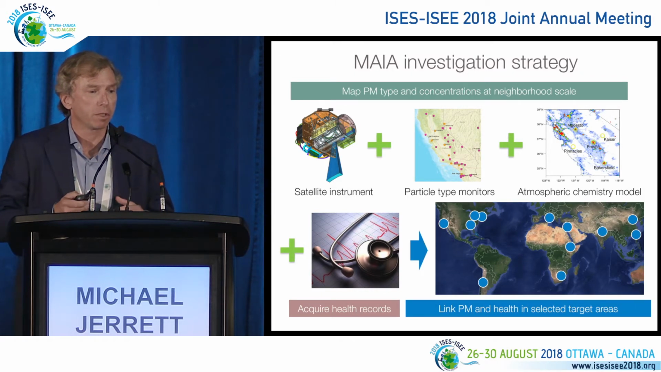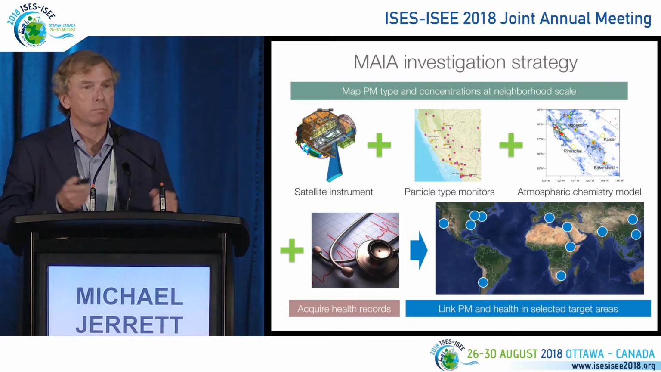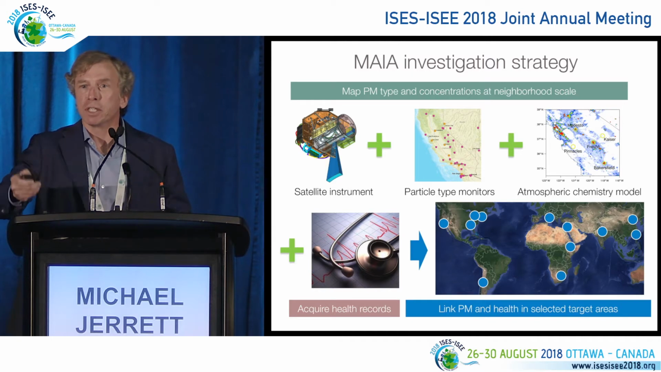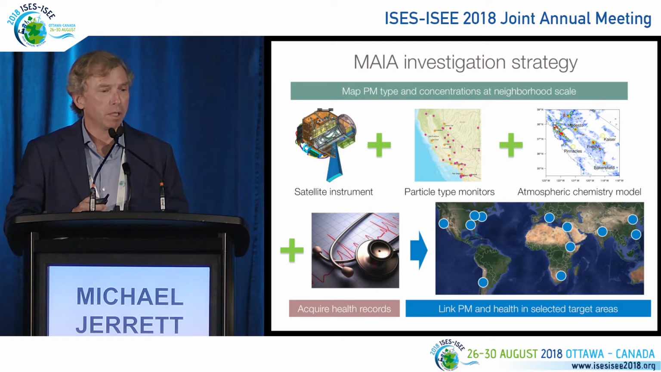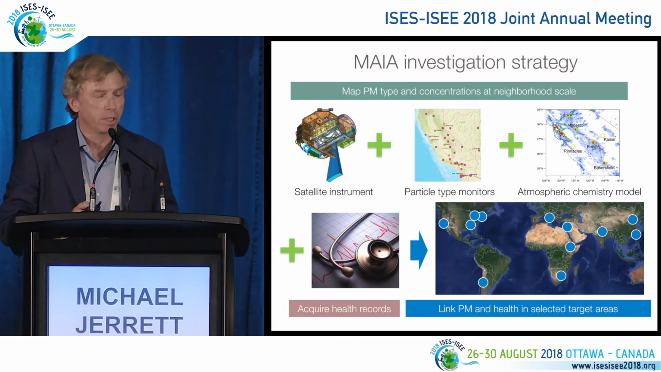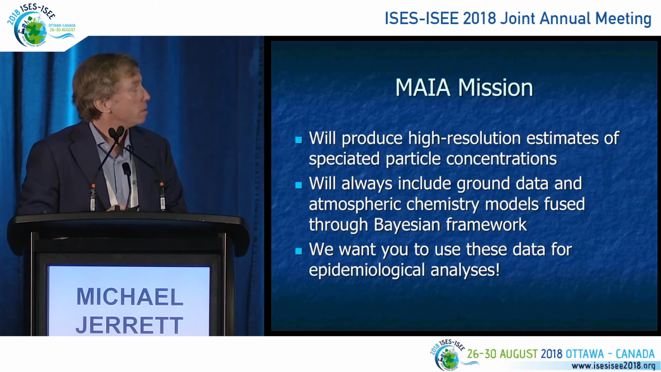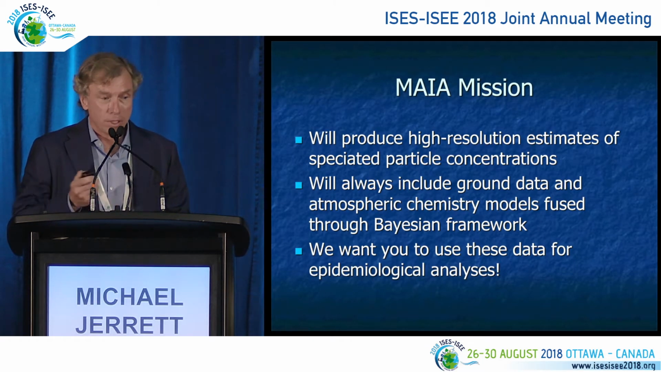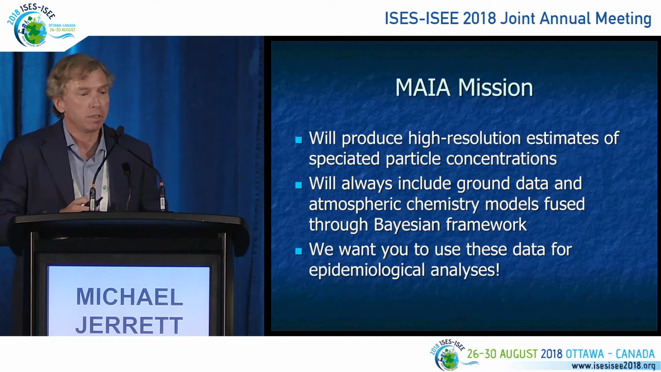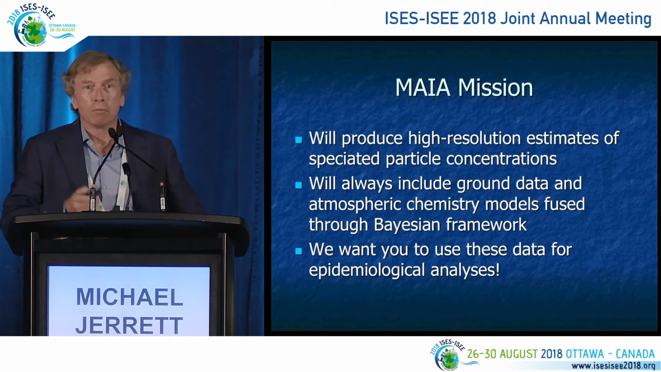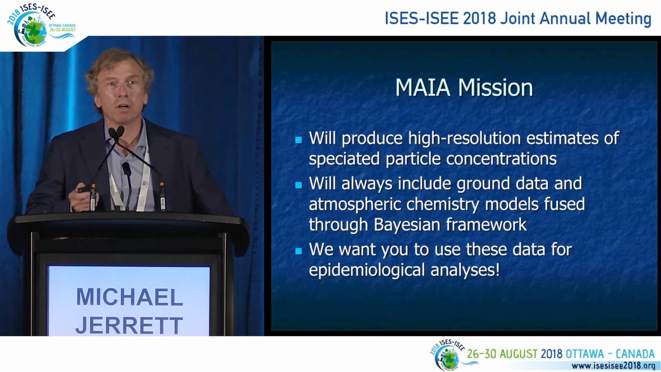NASA requires us to put them out just raw. But if you're doing a health effects assessment, I'd suggest you wait for a year. It launches in 2021, so the best estimates will be coming in around 2022. So it's going to produce these high-resolution speciated estimates. We're always going to have the ground data. It's going to be fused together with atmospheric chemistry through a Bayesian framework. And we want you to use these data for epidemiological analyses.